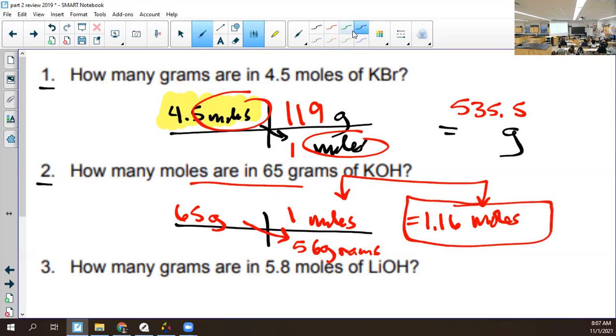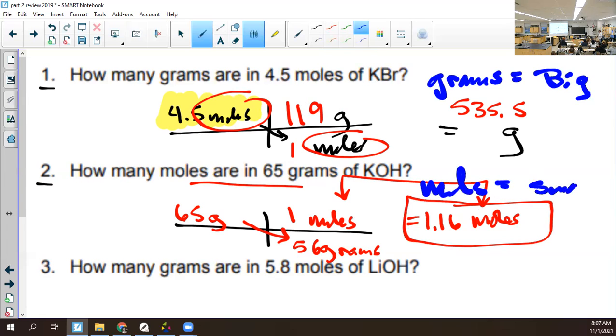Okay, add this if you're taking notes. When you solve for grams, grams equals a big number usually. Moles equals a small number. So tomorrow on the test where you solve for grams, all of those should be bigger numbers because we multiply to find grams. On the test, when you're finding moles tomorrow, all of those should be small numbers because you're doing what function? Division. And all of our numbers are bigger than 1, so you will always make a smaller number.